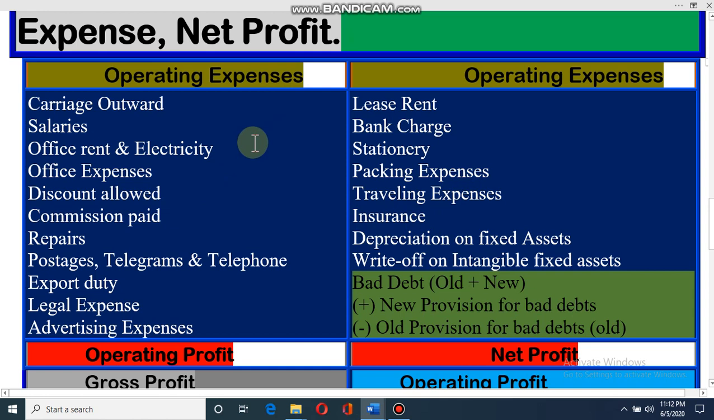Dear student, these are some examples of operating expenses, but again I am telling you to keep it in your mind. Operating expenses means the expenses related to operating the business. It is helping the purchase or production process. Then you can find out easily which one is an operating expense.